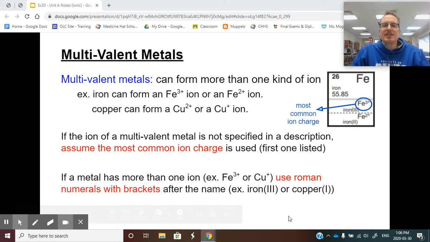Hi, Science 20s. This is part 3 of naming ionic compounds. Now we're going to look at multivalent ionic compounds. Those are metals that have more than one possible charge.